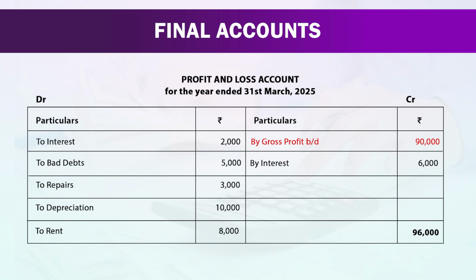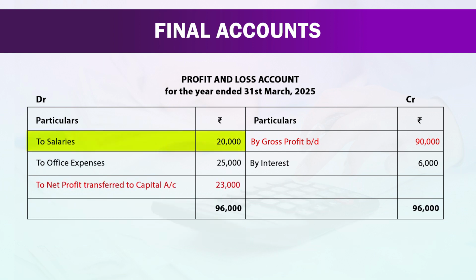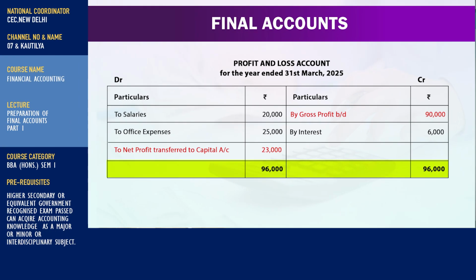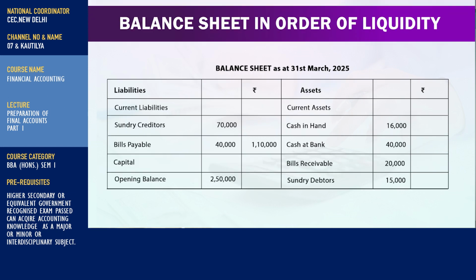First item in the form of expense is interest rupees 2,000, bad debts rupees 5,000, repairs rupees 3,000, depreciation 10,000, rent 8,000, salaries 20,000, office expenses 25,000 and finally, we have net profit rupees 23,000 to be transferred to capital accounts. So, total of profit and loss account is equal to 96,000.